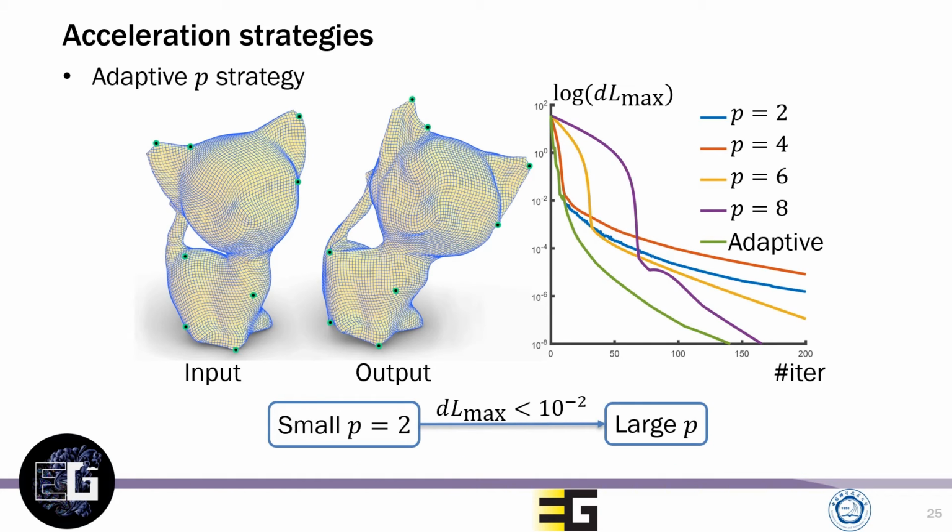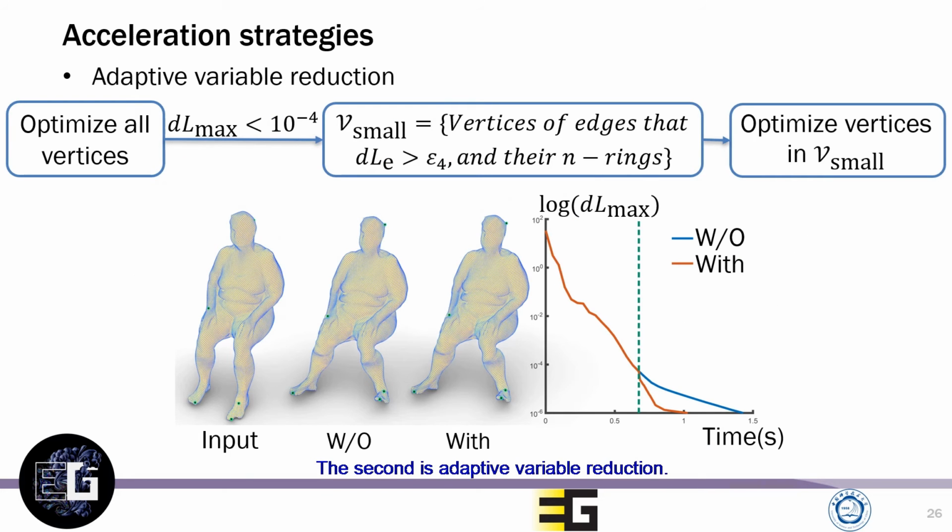The second is adaptive variable reduction. We observe that the edge length deviation of most edges will be tiny after several iterations. It indicates that these edges do not need to be optimized in the subsequent iterations. So we optimize all vertices at first. Then we collect the vertices of specific edges and their n-rings into a set. Finally, we optimize the vertices in that set while fixing the others. Using this strategy reduces the optimization time and generates almost the same result.